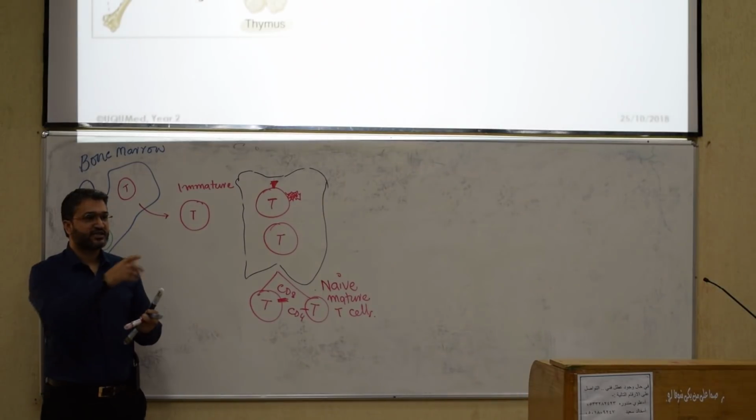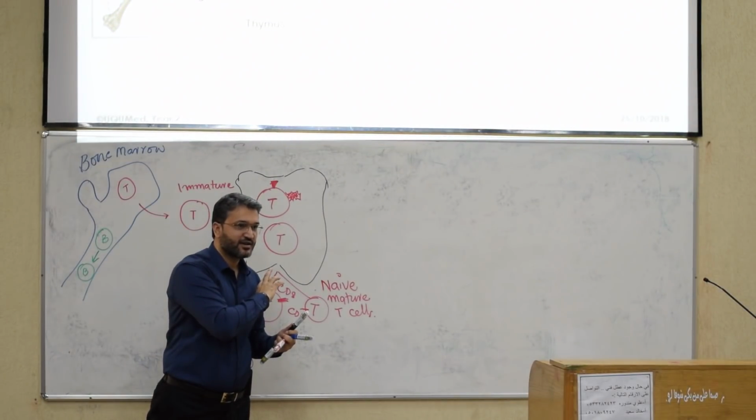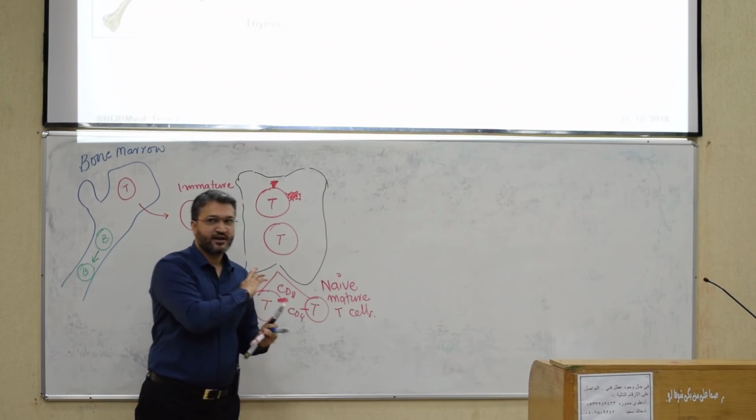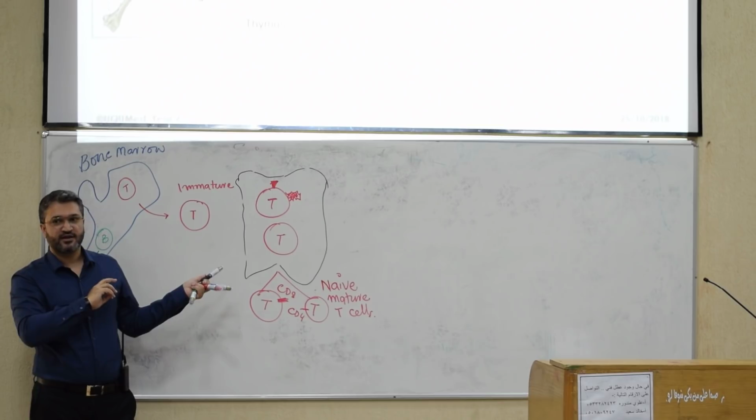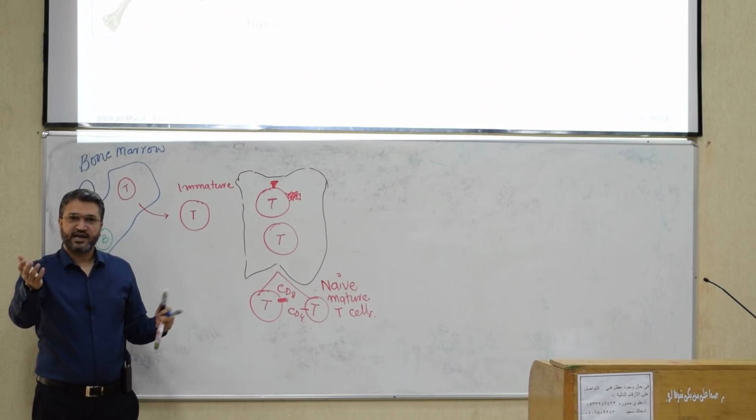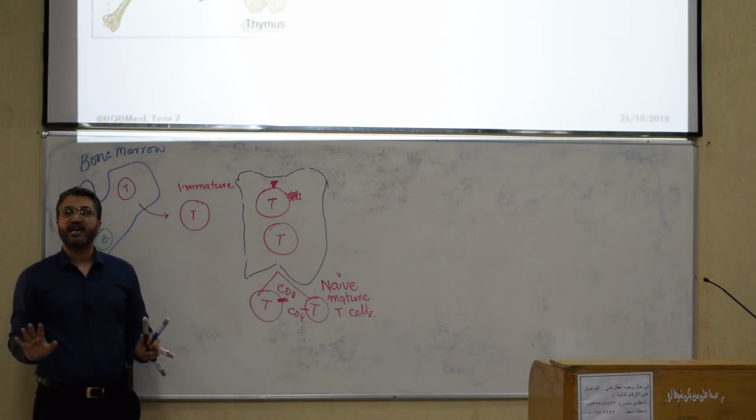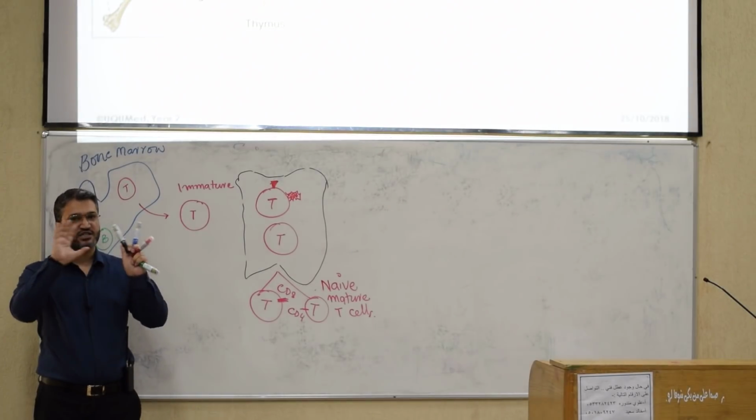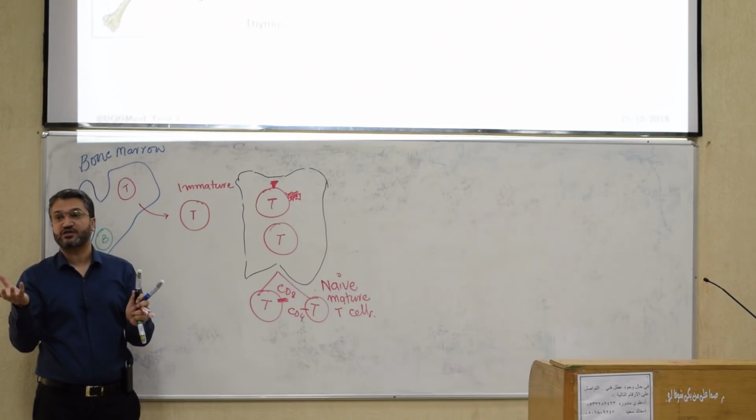I told you, yes, please. Naive, anybody knows what naive means? Didn't encounter. Excellent. Any cell that has never encountered any pathogen before in life. Okay, so when it is produced, it is newborn, never seen any antigen before, any pathogen before.